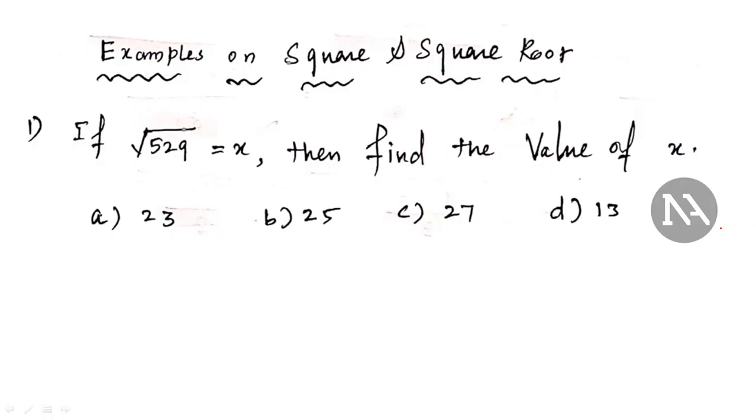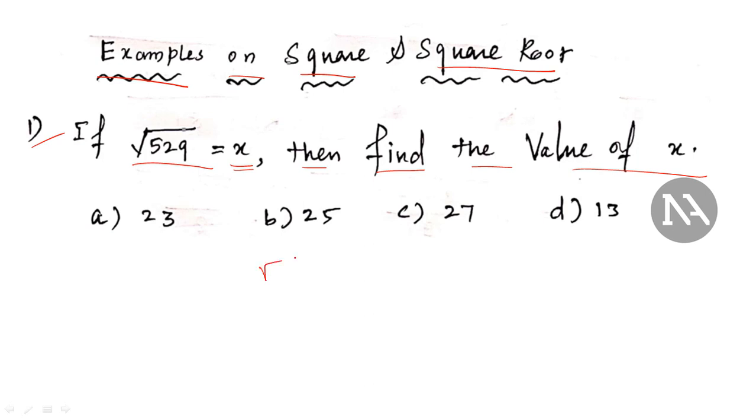Hi guys, in this video we are going to see examples on square and square root. Let's start the first problem. If root of 529 is equal to x, then find the value of x. You have four options. Let's try to solve it with the short trick I told you in the previous video.